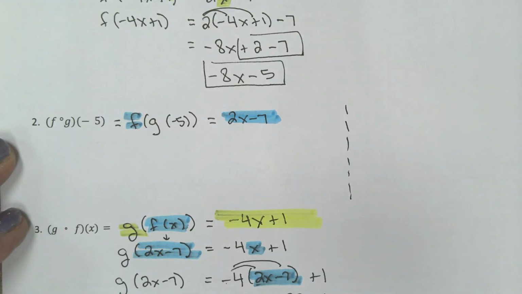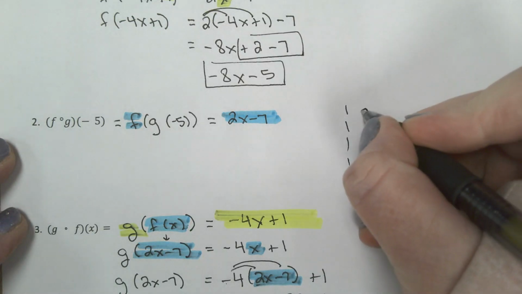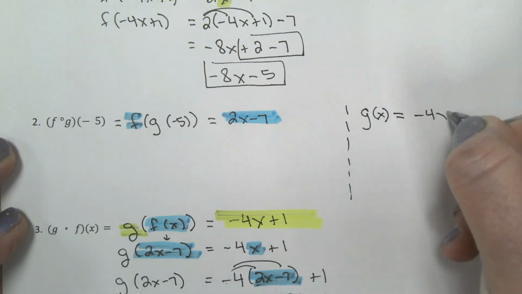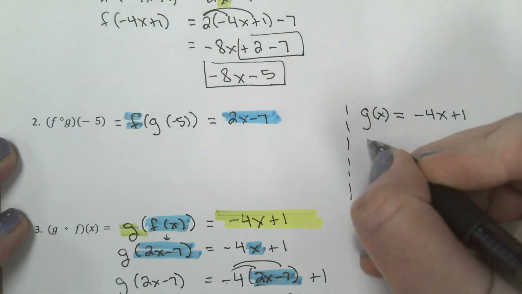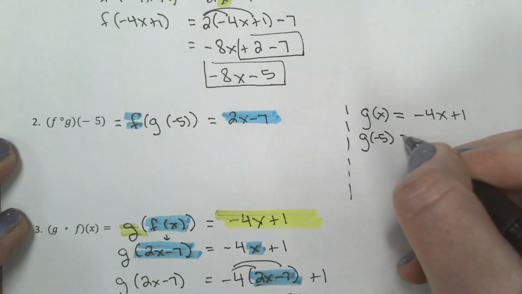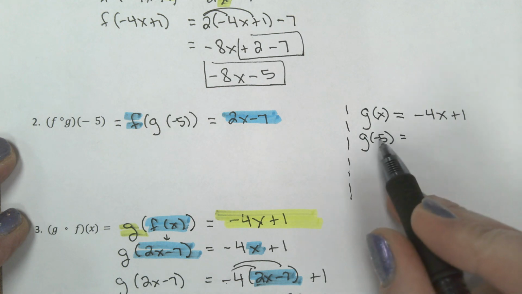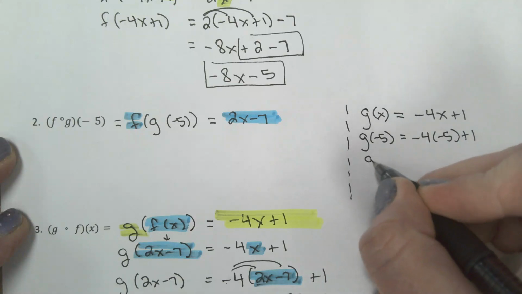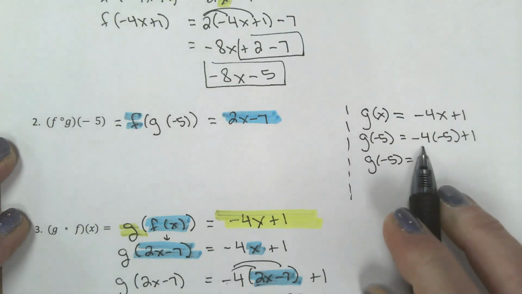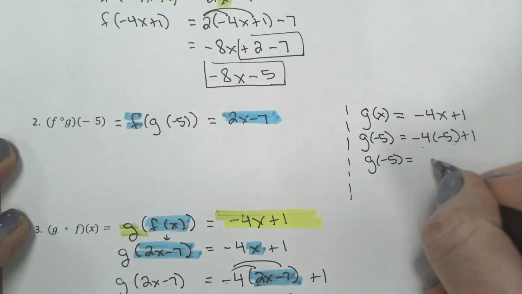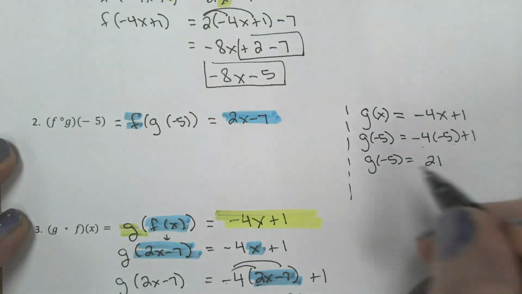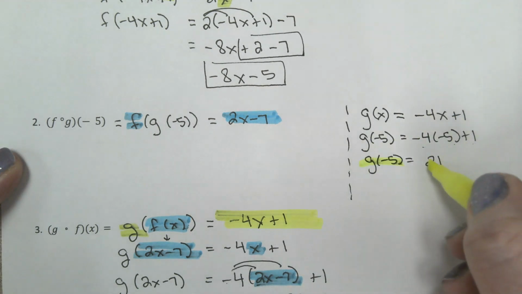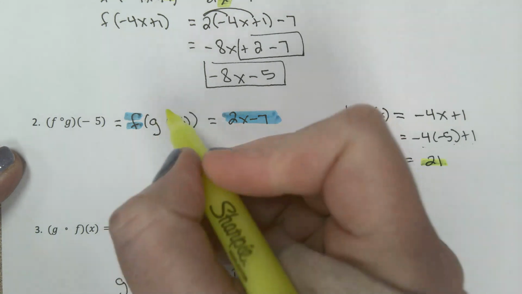So I basically have to do a little work over here to the side. g of x is negative 4x plus 1. I want to figure out what g of negative 5 is. So in place of x, plug in negative 5. That equals 20, plus 1 equals 21. So g of negative 5 and 21 are the exact same thing.